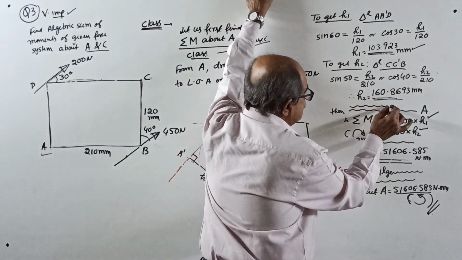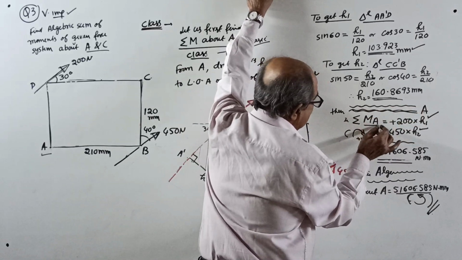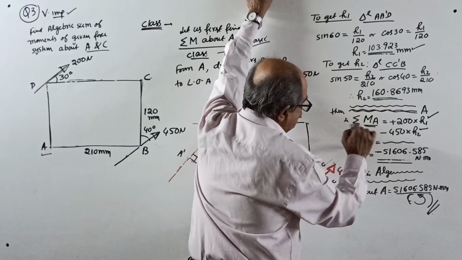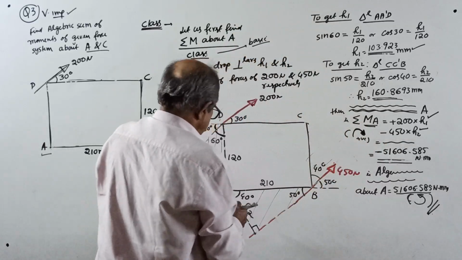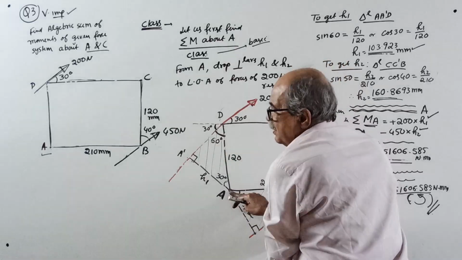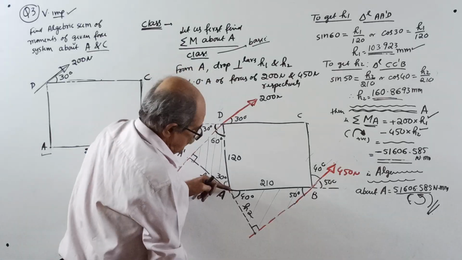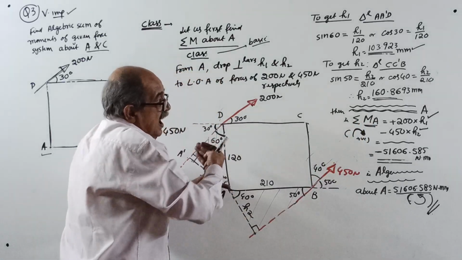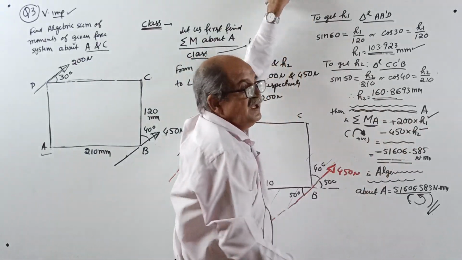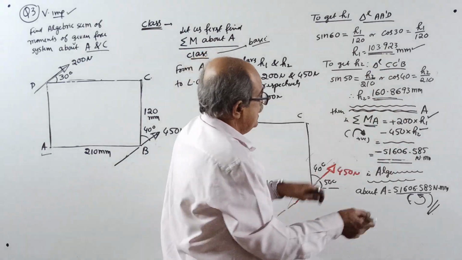The algebraic sum of moments of the given force system about the point A, we will call it sigma MA. We will take clockwise positive. Put the finger at A: 200 into H1 clockwise, plus; and about A, 450 into H2 anti-clockwise, minus. H1 is known, H2 is known. It is not a high school class. Substitute H1, H2, simplify.